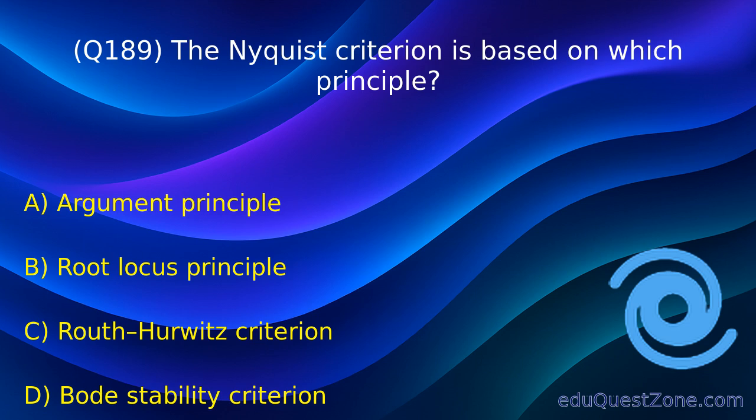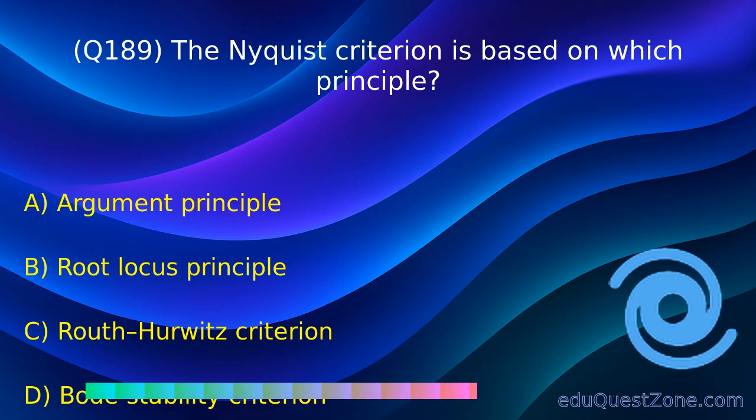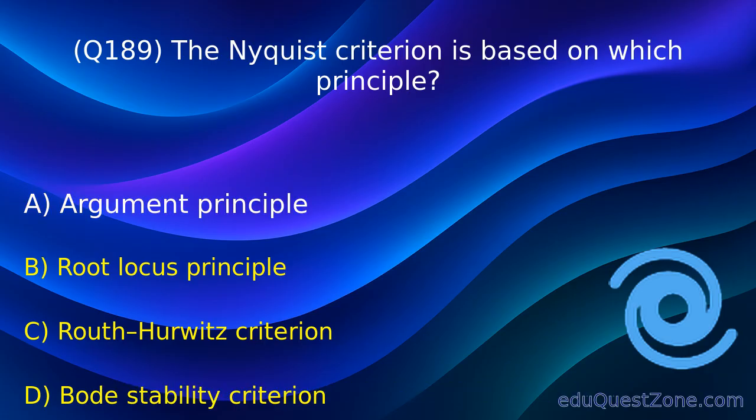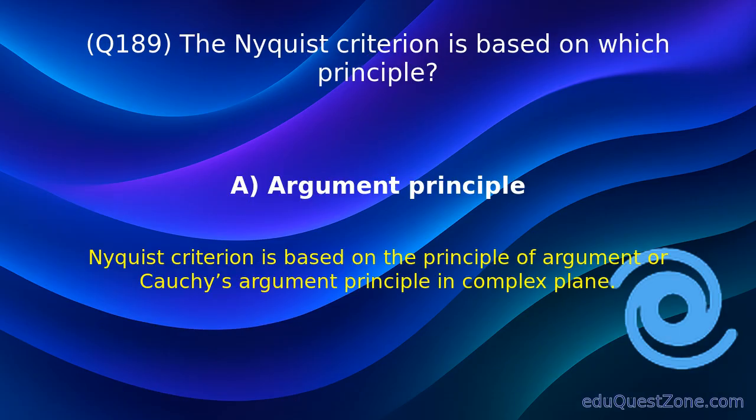Question 189. The Nyquist criterion is based on which principle? Option A, argument principle. It is based on Cauchy's argument principle of complex variable theory.